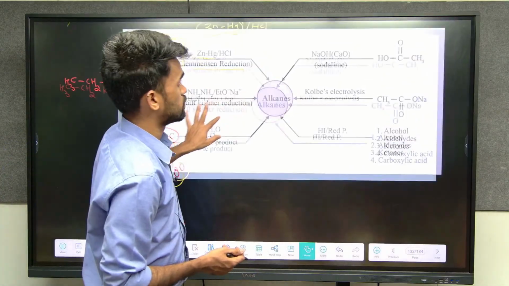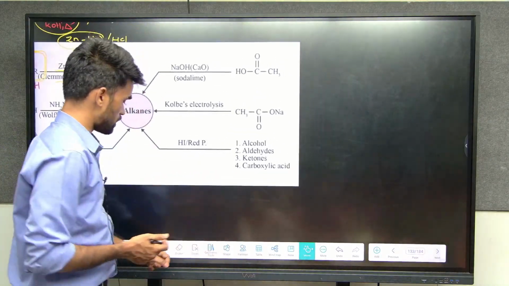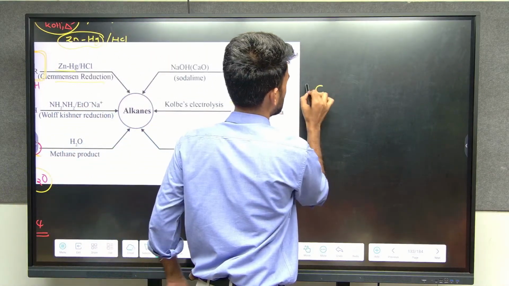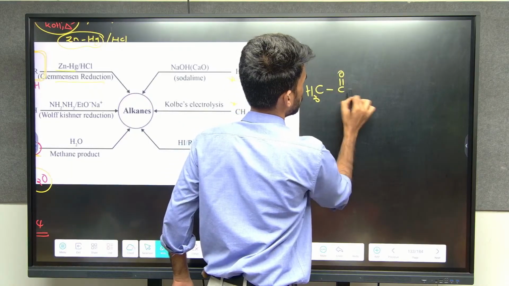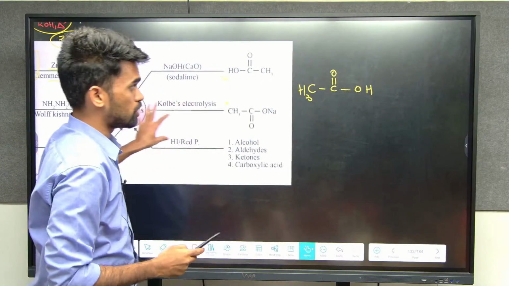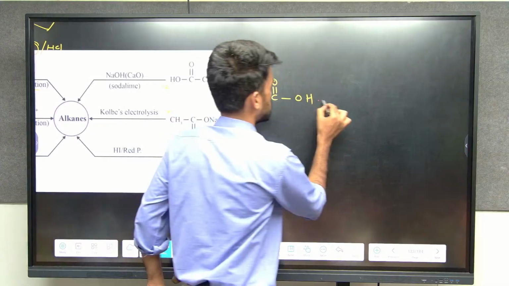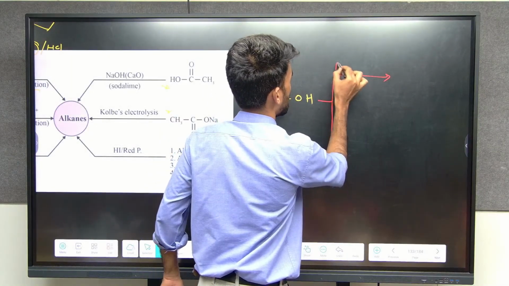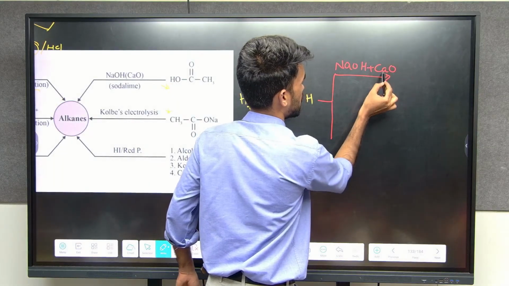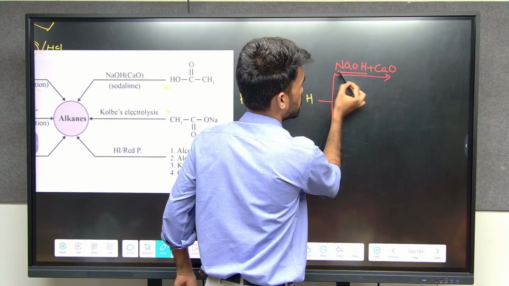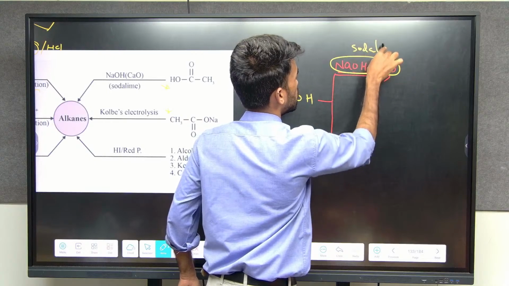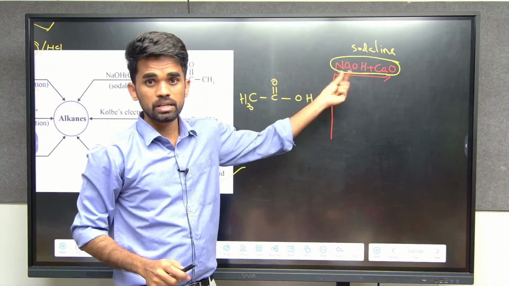Okay, remember. Next one. Again, these 2 reactions are important. Take carboxylic acids, CH3COOH. What is this? Carboxylic acid. Very simple to understand, just follow me. You just heat this with soda lime. Soda lime means NaOH plus CaO, calcium oxide plus sodium hydroxide. This combination is called soda lime. So, carboxylic acids with soda lime give you alkane.